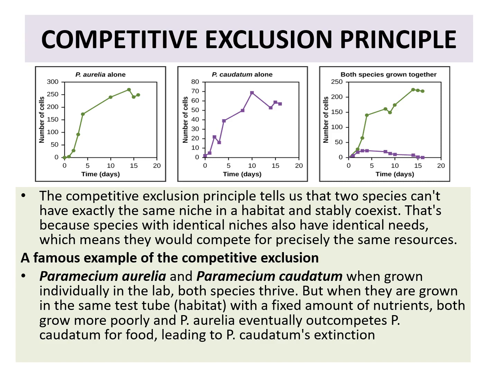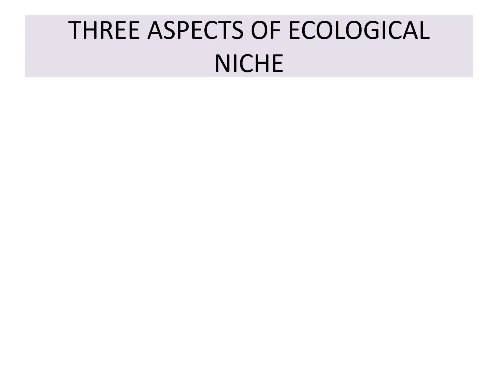When grown individually in the lab, both species thrive. But when they are grown in the same test tube or habitat with a fixed amount of nutrients, both grow more poorly, and Paramecium aurelia eventually outcompetes Paramecium caudatum for food, leading to Paramecium caudatum's extinction.